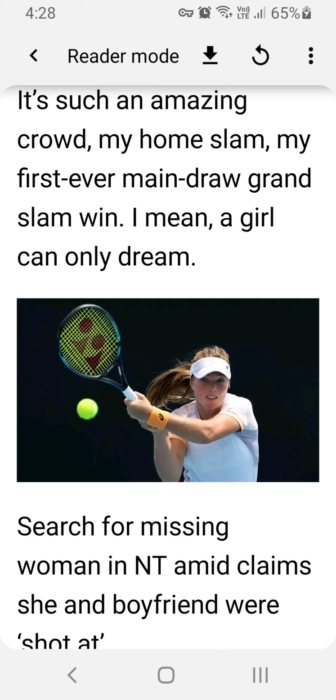Knee injury forces Kyrgios out of Australian Open. Nick Kyrgios has been forced to withdraw from the Australian Open due to a knee injury, AAP reports. Kyrgios's physio says the 2022 Wimbledon runner-up has a cyst growing on his meniscus. While it's not a career-threatening injury, Kyrgios is not sufficiently fit to contest his home Grand Slam. Australian tennis star Nick Kyrgios is pulling out of the Australian Open due to an injury to his knee.